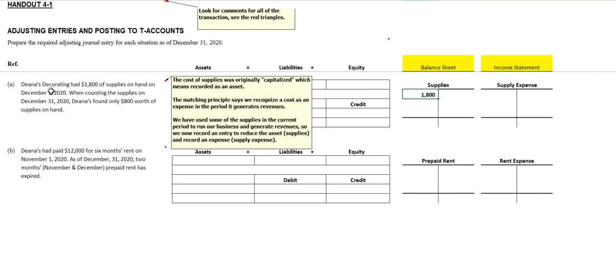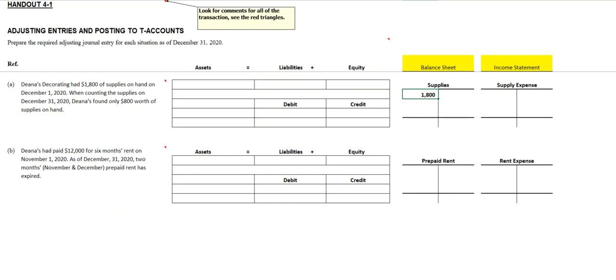So again, we've got $1,800 of supplies on our books, but our account shows only $800 on hand. So we want that ending balance in supplies to be $800. This requires a $1,000 credit to supplies, and of course the other half of the entry will be a $1,000 debit to supply expense. In terms of our journal entry, we've got a $1,000 debit to supply expense and a $1,000 credit to supplies to reduce that asset.